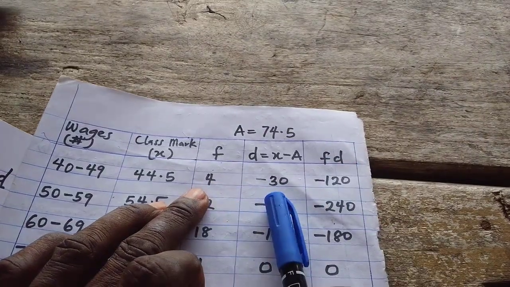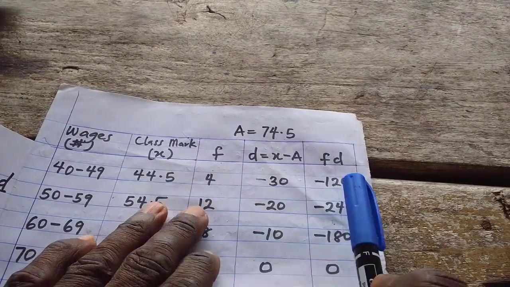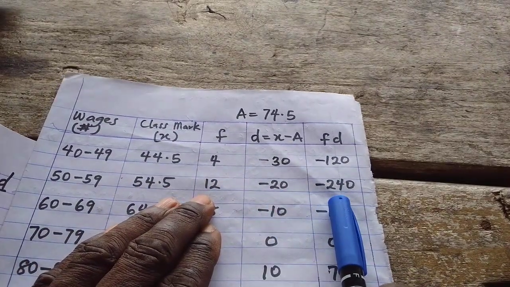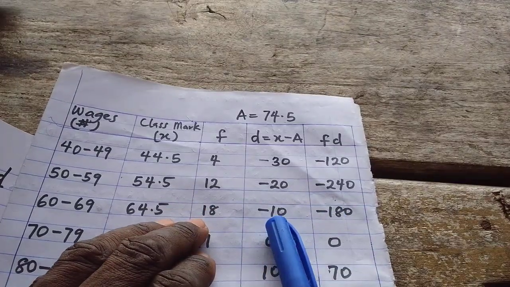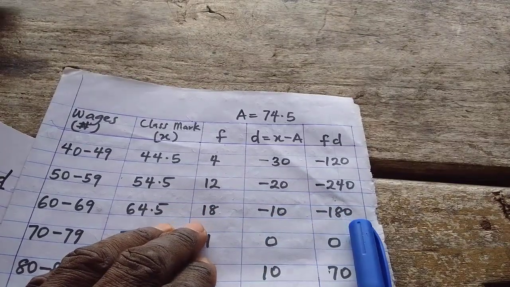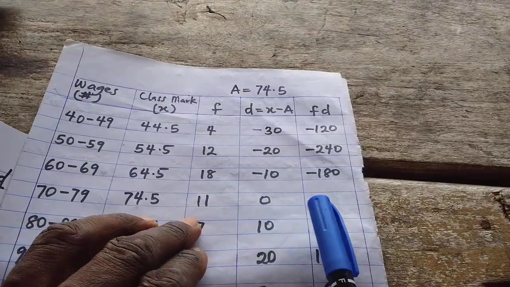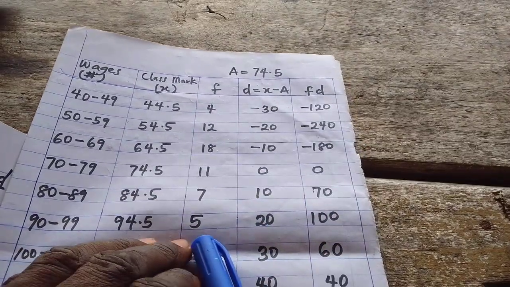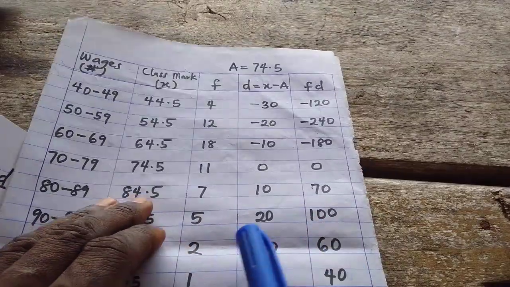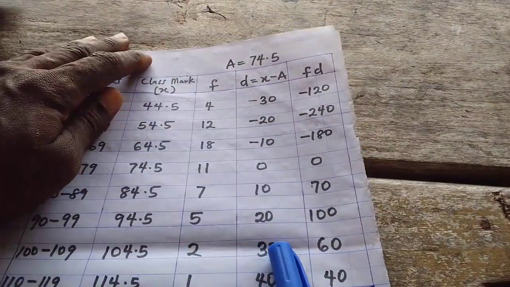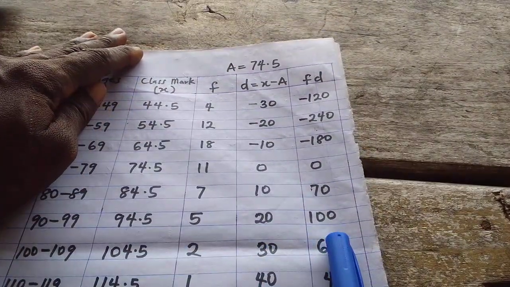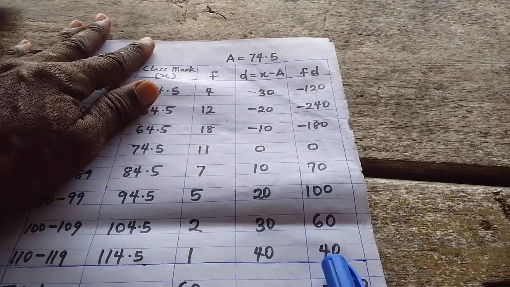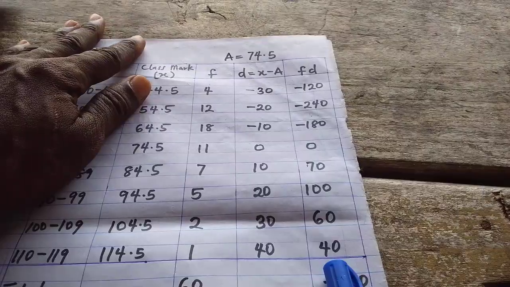4 times minus 30 will give us minus 120. 12 times minus 20 is minus 240. 18 times minus 10 is minus 180. 11 times 0 is 0. 7 times 10 is 70. 5 times 20 is 100. 2 times 30, that is 60. 1 times 40, that is 40.